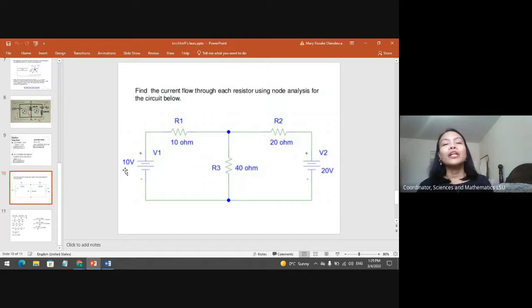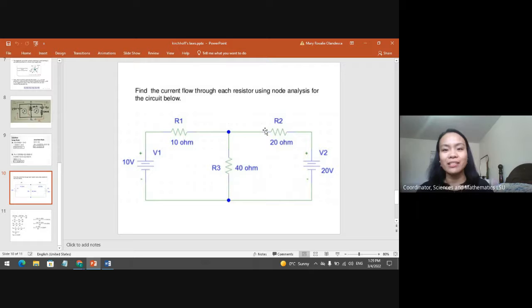You are given a circuit diagram wherein you have two voltage sources, one on each side. You have three resistors connected in a parallel-series connection. We are going to get the current flowing in each resistor, so we are going to get I1, I3, as well as I2 by using Kirchhoff's rules. There are two rules, the loop rule as well as the junction rule, and we are going to apply them in solving for the current in each resistor in this circuit diagram.